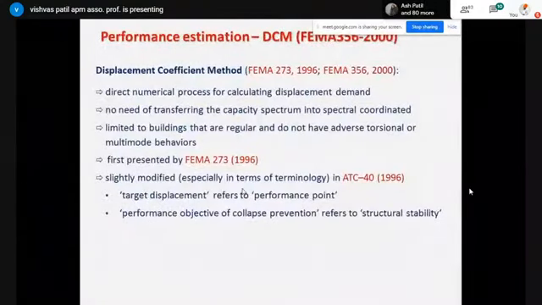Then the next method is the displacement coefficient method. What is the use of the displacement coefficient method? To calculate the target displacement. In the pushover, we are pushing the structure by applying lateral force, but up to what displacement? There should be some calculation, and that is called the target displacement. To calculate the target displacement, this method is there: the displacement coefficient method.